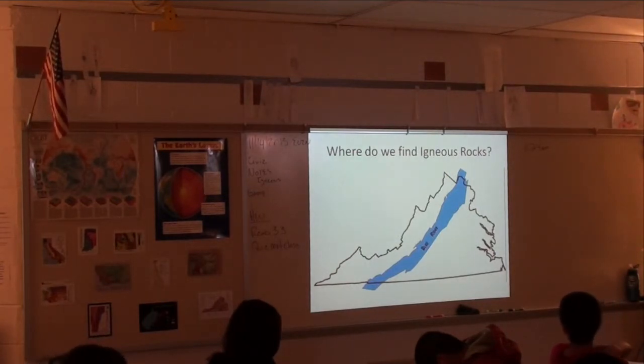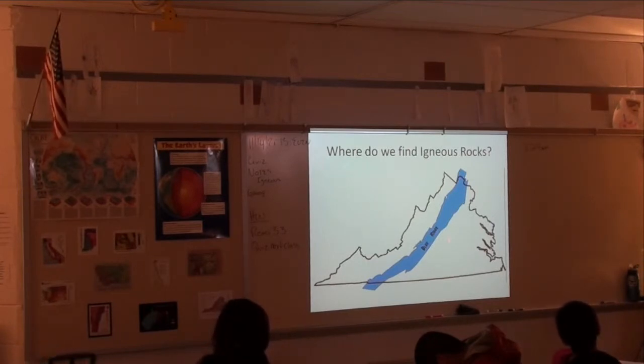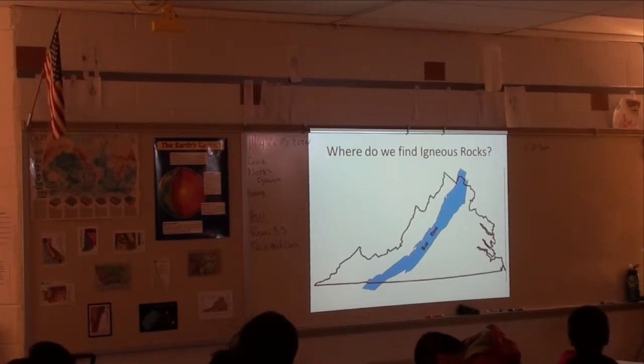Alright, so here's my question. In which province do we find igneous rocks? The Blue Ridge. We find igneous rocks in the Blue Ridge. It's possible to find some in the Piedmont, but it's much harder because they've all been metamorphosed. So where do we find igneous rocks? In the Blue Ridge.